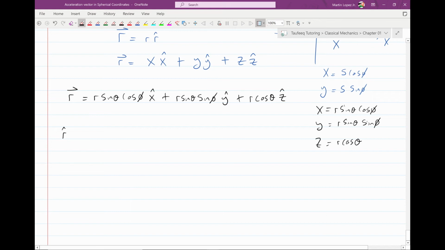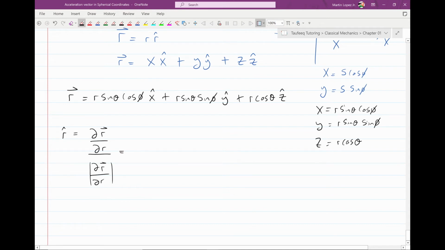So what is r hat? Now r hat should be pretty simple. If you say r is equal to 1, then that is r hat. But let's just derive it to show how this process works. So remember, r hat is just the derivative of the position vector with respect to r over the magnitude of that.